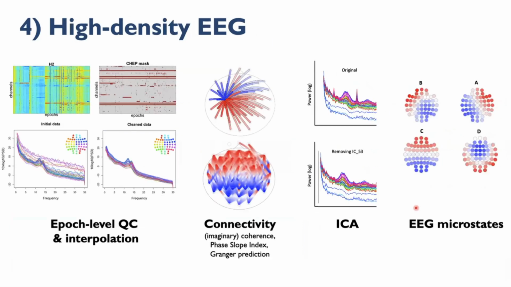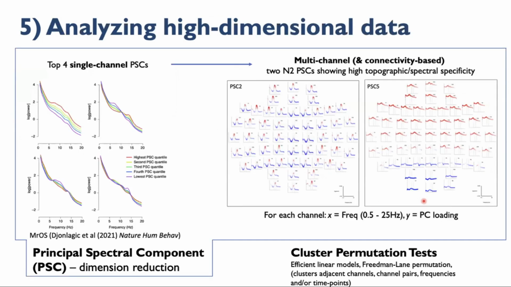Outside of NSRR, we've been working with high-density sleep EEG and have added support for multi-channel QC and channel interpolation that operates on an epoch-by-epoch basis rather than reinterpolating entire channels. There's also a range of connectivity measures, including coherence and phase slope index, as well as implementations of ICA and microstate analysis suitable for high-density EEG data.